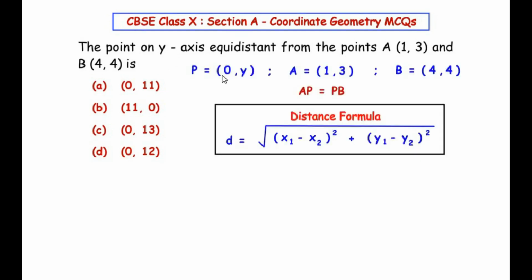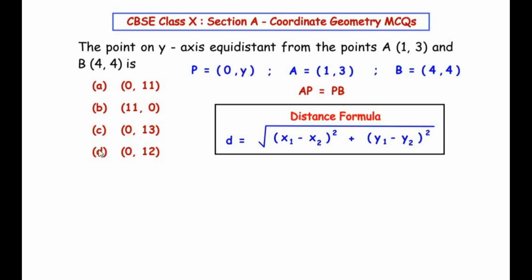So P is equal to (0, y). Now the x coordinate is 0 because the point is on the y-axis. On the y-axis the x coordinate will always be 0. So here we have the point P as (0, y), A as (1, 3) and B as (4, 4).